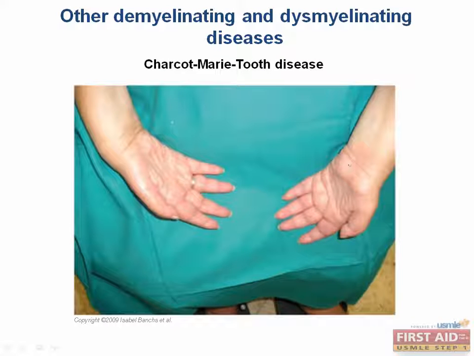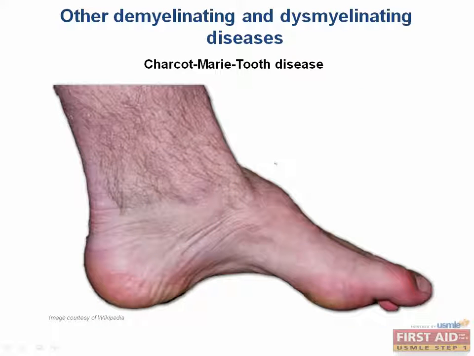Charcot-Marie-Tooth is the most common inherited neuropathy. It represents a heterogeneous group of disorders that share the same clinical phenotype, with progressive weakness of the distal muscles in the limbs, with or without sensory loss. Over time, it can result in atrophy of the muscles, as seen in this picture here. There may also be pes cavus of the foot. Now, pes cavus simply is referring to an abnormally high arch in the feet.